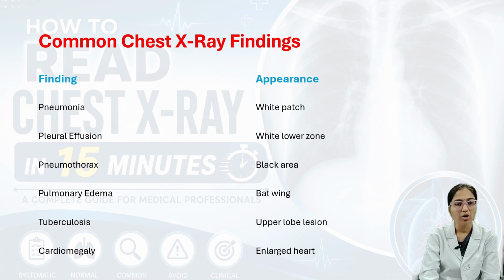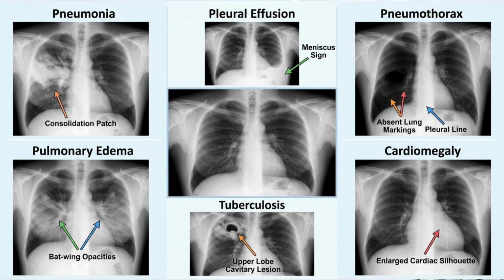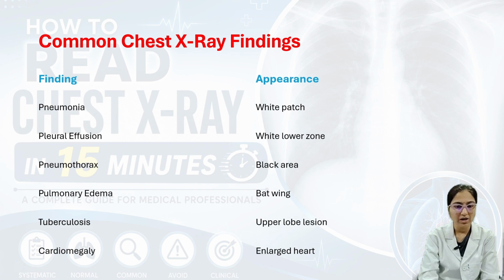Next we'll see common chest X-ray findings. Here, findings and appearances. Findings: pneumonia, appearance: white patch. Pleural effusion, white lower zone. Pneumothorax, black area. Pulmonary edema, bat wing. Tuberculosis, upper lobe lesion. Cardiomegaly, enlarged heart. These are the findings and these are the appearances.